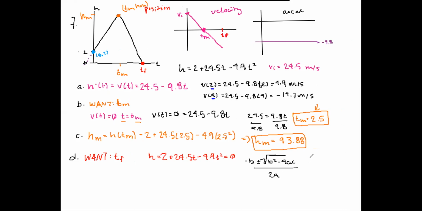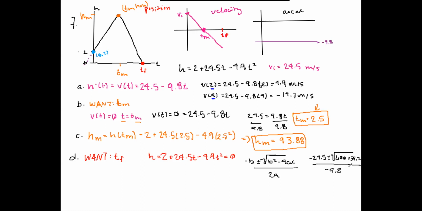Okay, so this would be negative 24.5 plus or minus the square root of 24.5 squared, which I'm going to punch into my calculator. We're going to just call it 600. We're going to round. Minus 4 times a, which is negative 4.9. This is going to end up being plus 4 times 4.9 times 2, which is c. This is plus 39.2, all over negative 4.9 times 2, which is 9.8.